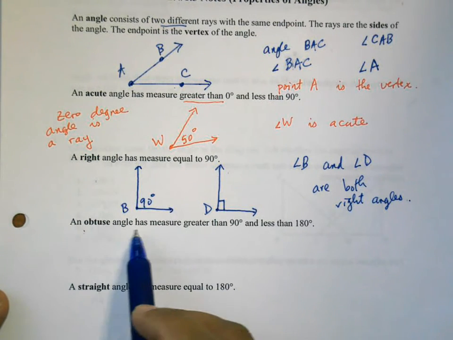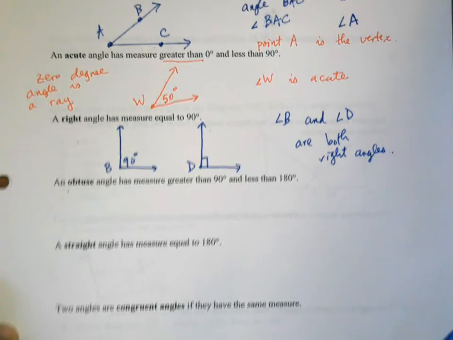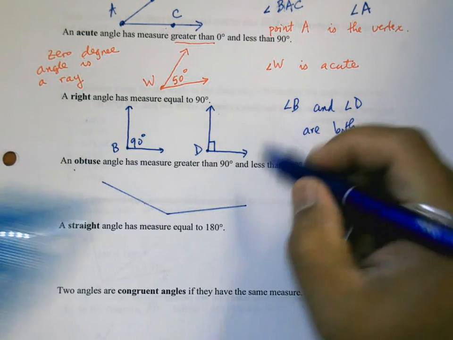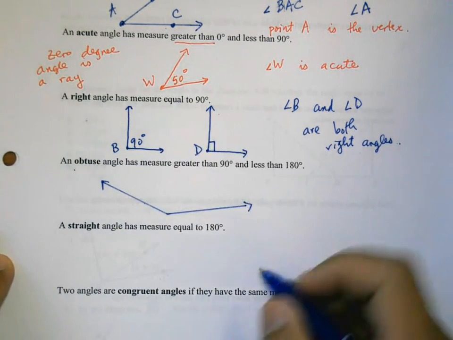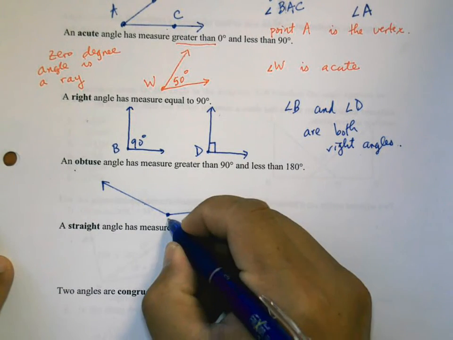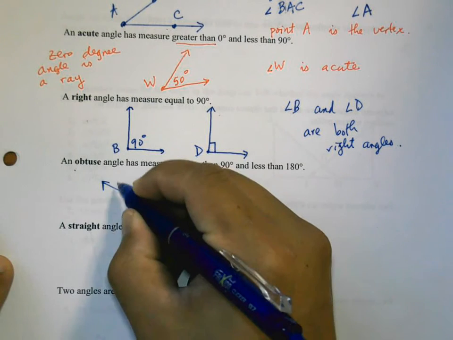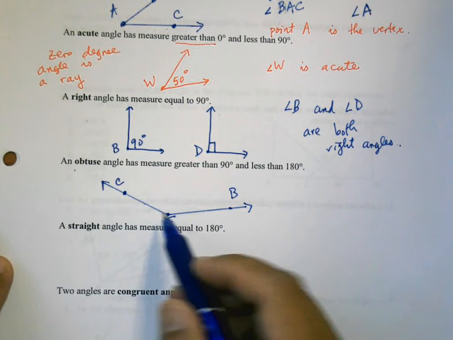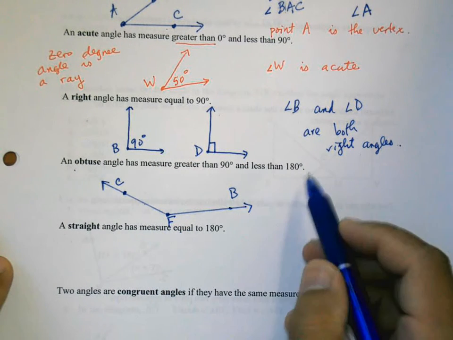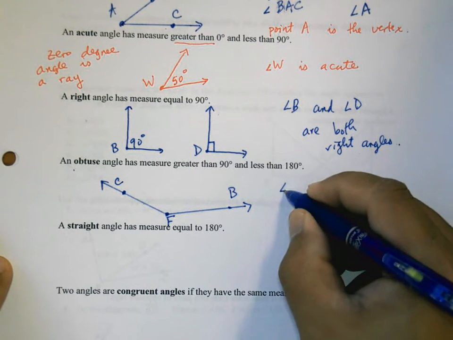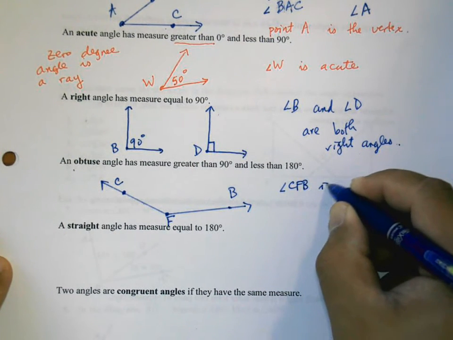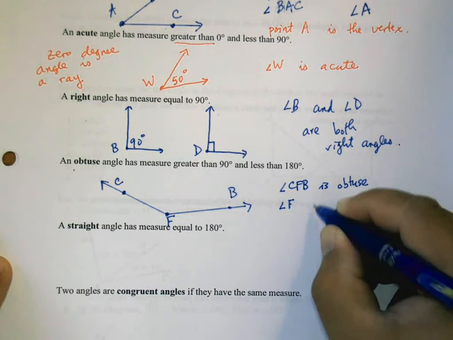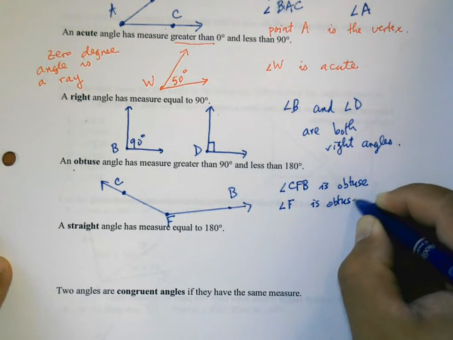Let's keep going. An obtuse angle has measure greater than 90 but less than 180. Here would be an example. Let's say you have this angle here, let's say F, and let's put some other letters on here. This angle clearly is greater than 90 degrees, but it's still less than 180. So we can say that angle CFB is obtuse. Another way we could name this angle is to just call it angle F is obtuse.